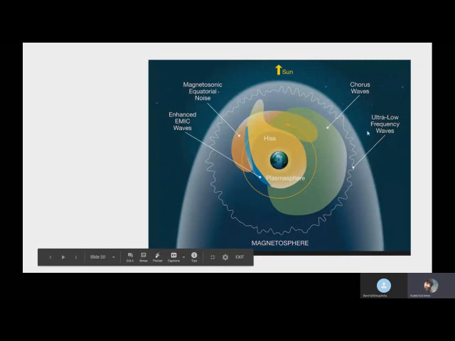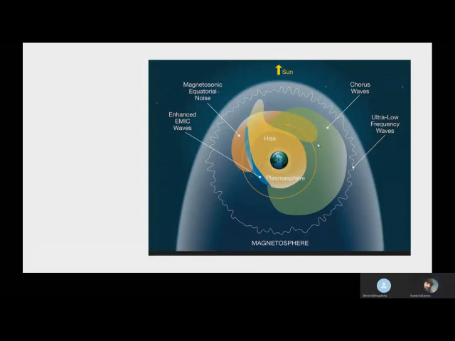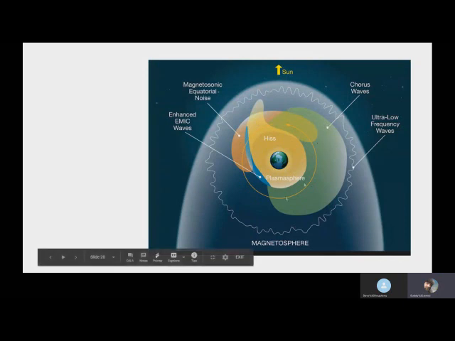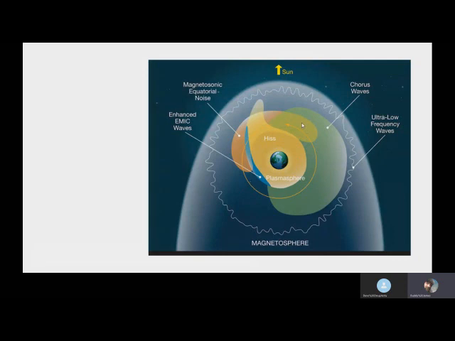Here's the chorus waves. Here's the magnetosphere way out here. The sun's coming from this way. And you get the chorus waves, which is where there's a bunch of extra oxygen that wraps around the planet every day. High oxygen, that's during the day or the night, one of the two.